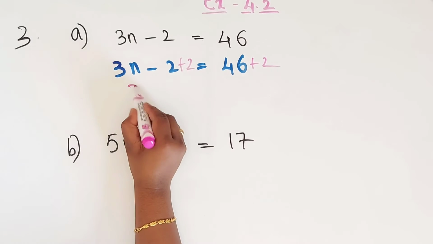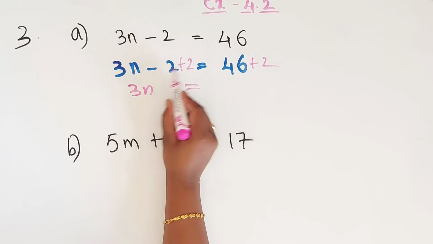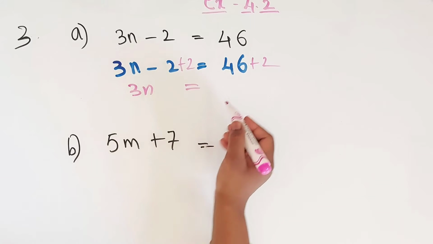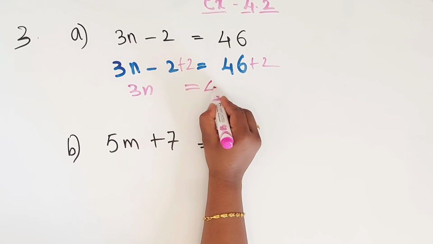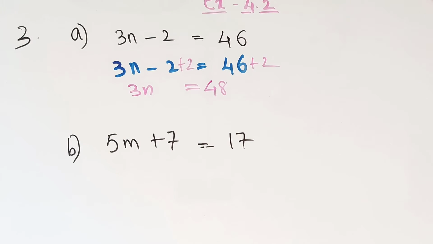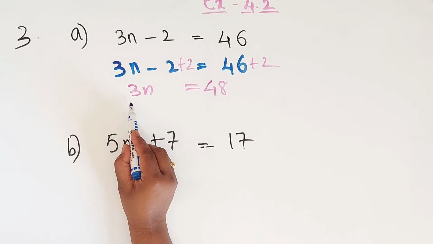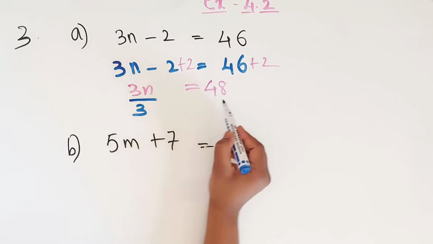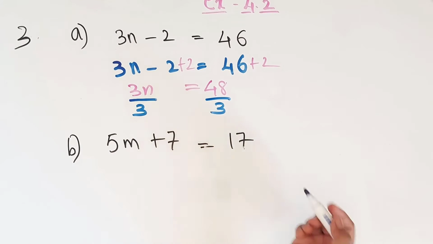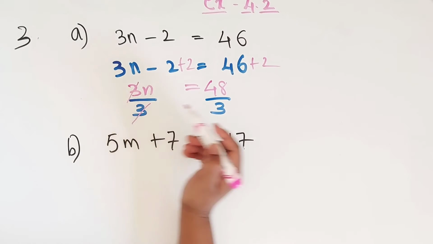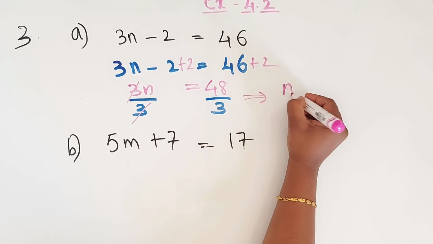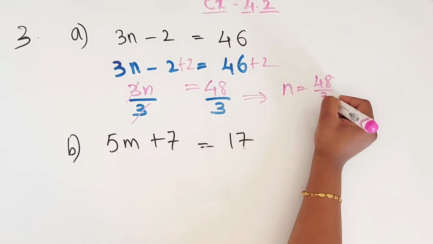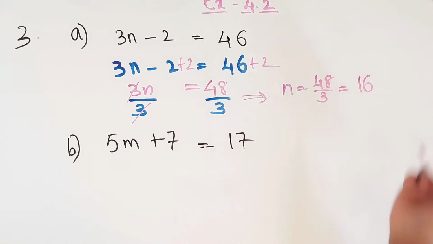Now what is the equation? 3n equal to, minus 2 plus 2 will get cancelled. 3n equal to 46 plus 2, 48. Right, children? Still 3 is there here. That means we have to cancel this 3. Now we will divide with 3 on both the sides. Correct, children? Now 3 will get cancelled. Therefore n equal to 48 by 3, that is 16.